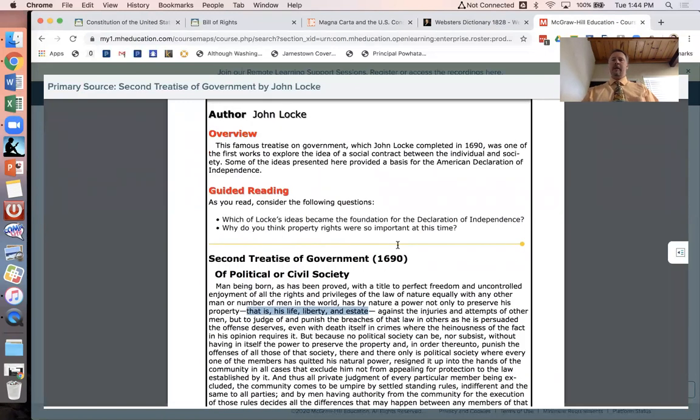And Jefferson and most of our founding fathers are going to really look at John Locke as a philosopher who presents great ideas to incorporate in the state governments and the state charters. And we know the Constitution of the United States.